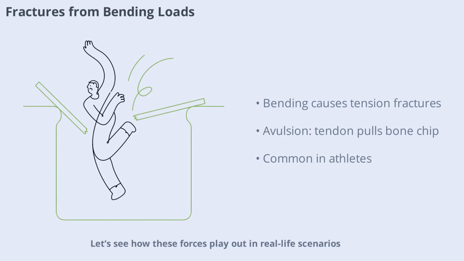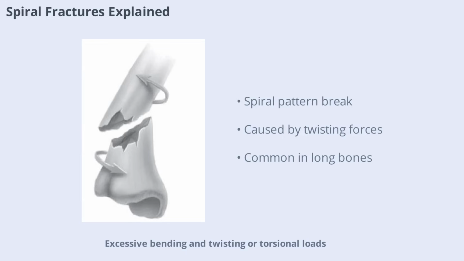Let's see how these forces play out in real-life scenarios. Excessive bending and twisting, or torsional loads, can produce what's called a spiral fracture. This type of fracture often affects the long bones in our arms and legs. When forces are applied from opposite directions at the same time, they create a bending moment that can twist the bone until it breaks in a spiral pattern. These injuries are often seen in sports or accidents where the body is in motion and suddenly stops or changes direction. Let's take a closer look at what spiral fractures look like.